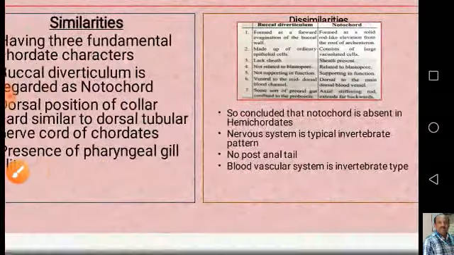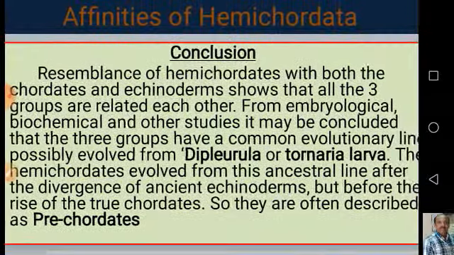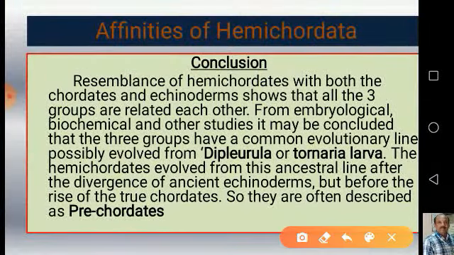Now with this discussion of the affinities of hemichordates with all these three groups, that is annelids, echinoderms and chordates, now we come to a conclusion. So what is the conclusion? Let us see. The resemblance of hemichordates with both the chordates and echinoderms shows that all the three groups, that is hemichordates, echinoderms and chordates, are related to each other. From embryological, biochemical and other serological studies, it may be concluded that the three groups have a common evolutionary line, which possibly evolved from Dipleurula or Tornaria-like larva.